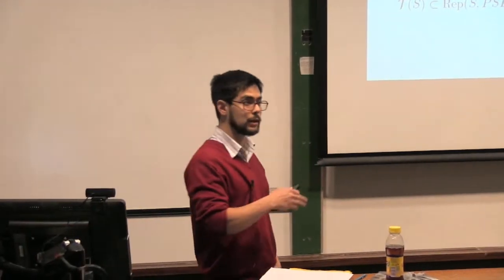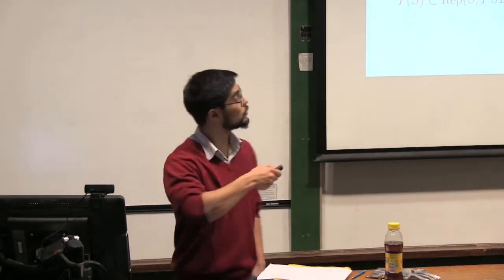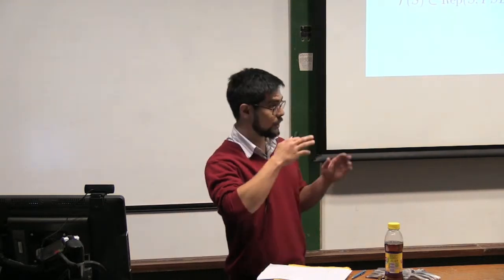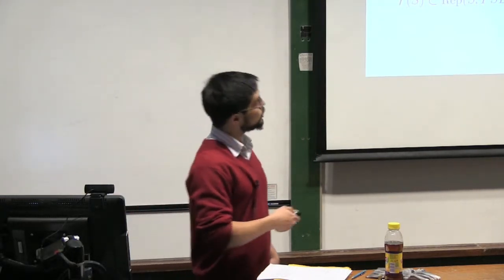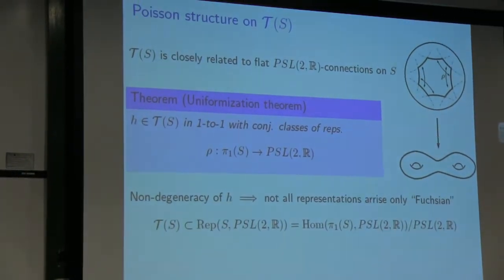The uniformization theorem basically states that a hyperbolic metric, or class of hyperbolic metrics, is in one-to-one correspondence with a certain class of representations of the fundamental group of the surface into PSL(2,R). So basically all hyperbolic structures come from the hyperbolic structure on the unit disk, modulo some discrete group of isometries, which is isomorphic to the fundamental group of the surface. And PSL(2,R) is the group of isometries of the unit disk.